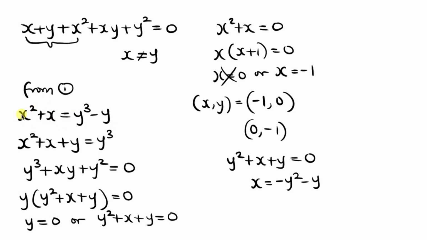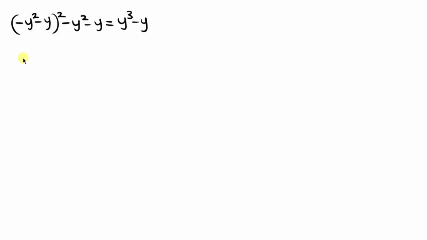Now I'm going to be substituting this for x in equation 1. So for equation 1, I have x squared, so this can be written as negative y squared minus y, squared, that's our x squared, plus x, that means negative y squared minus y, that is the plus x we have there, equal to y cubed minus y. So let's go ahead and expand this. On expanding, we have y to power 4 plus 2y to power 3 plus y squared. That is what I have from expanding this. Now minus y squared minus y equal to y cubed minus y.